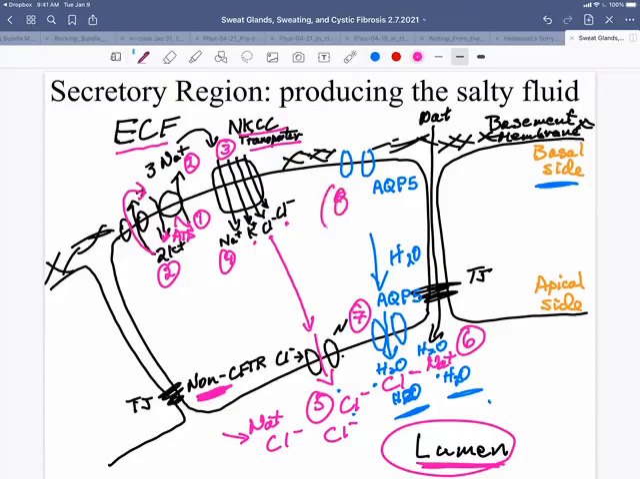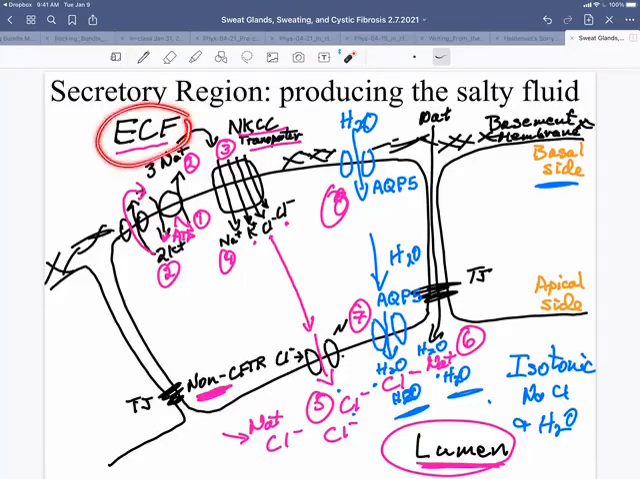So 8, we also have water coming in, and that produces an isotonic solution of sodium, chloride, and water. Same concentration of sodium and chloride as on the extracellular fluid side, so isotonic to extracellular fluid. But the effect of all of this is to continually move chloride, 1, 2 water, and 2 sodium, and 3 water into the cell, into the lumen.